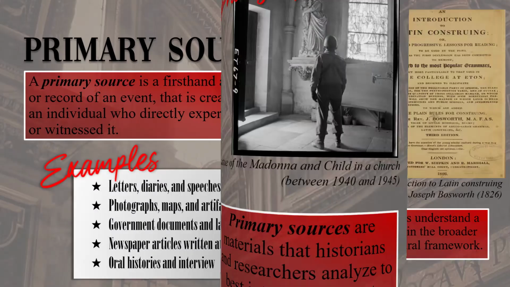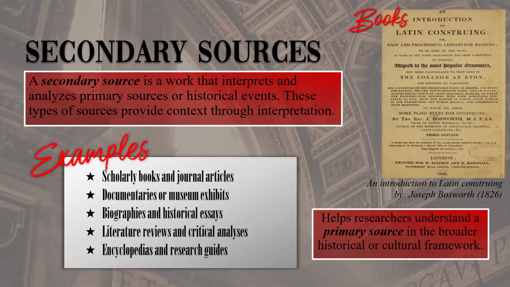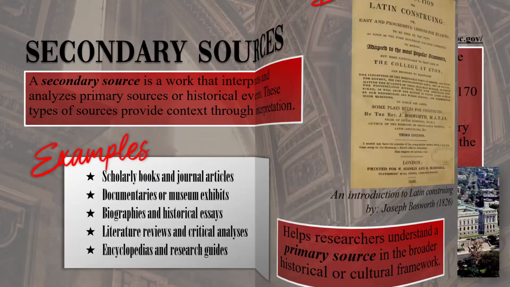Secondary sources would be interpretations of primary sources or historical events in a more modern context. So this would be books, journal articles discussing a historical period, or a documentary. These aren't the actual resources from the time, they're interpretations.